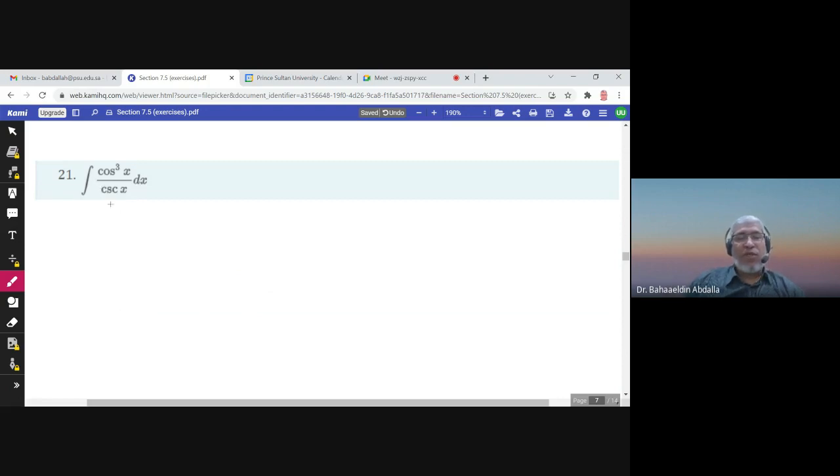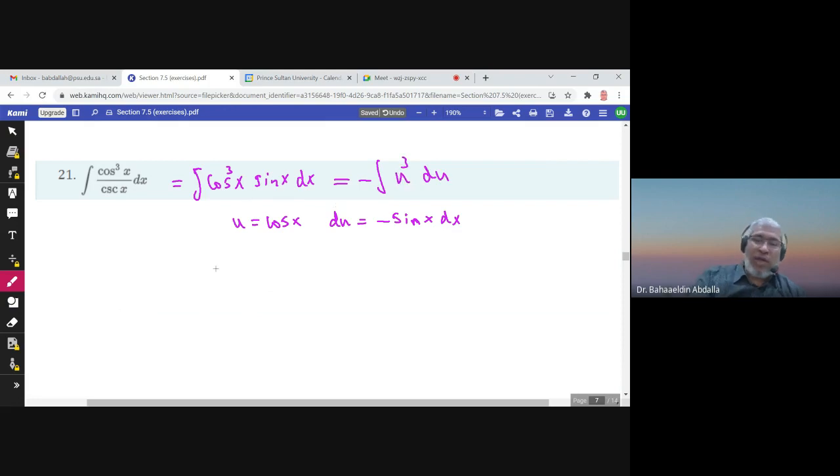Here 1 over cosecant is sine, so if I just write it cosine cube x times sine x, then I can take u as cosine x, and du would be negative sine x dx. So it would be negative integral. Now negative sine x dx is du, and cosine cube would be u cube, and I continue easily.